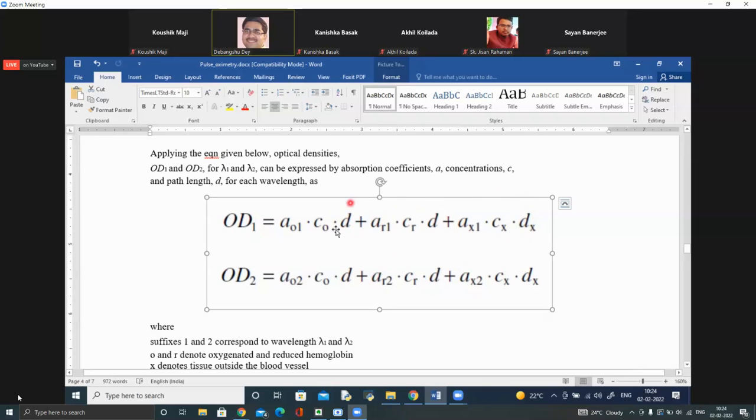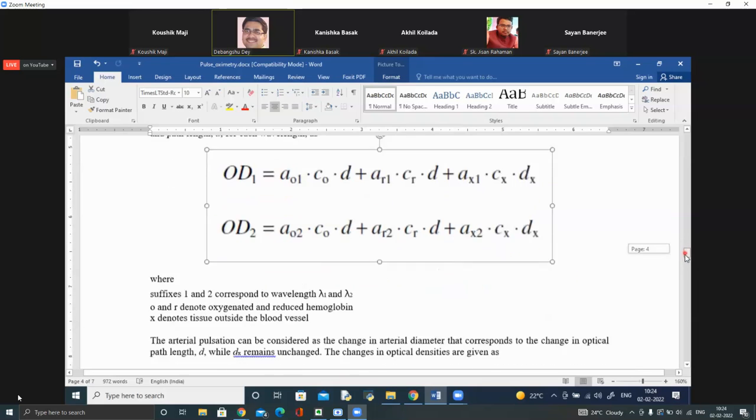But in terms of your total thickness, DX compared to D is much larger. So therefore DX will not change. If we take the differential, there won't be any change of DX. So delta DX is 0. That is why we can eliminate the last term.